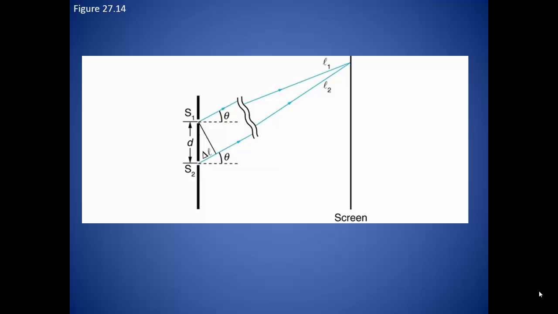We can define this length using a little bit of trigonometry. We drew a line perpendicular to the light rays, so we end up with a right triangle with delta L as one of the legs. The angle at the top is the same as the angle theta, and the hypotenuse is the distance between the two slits. So delta L is simply the distance between the centers of the two slits times the sine of angle theta.